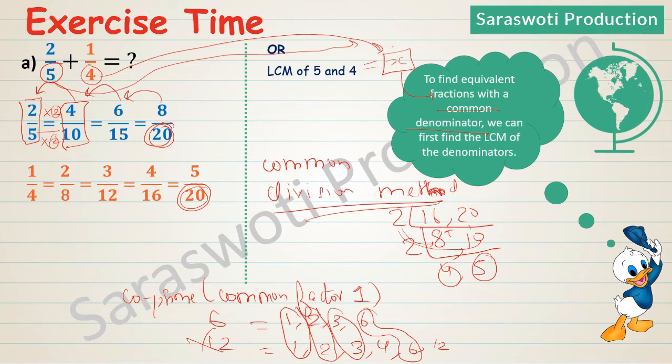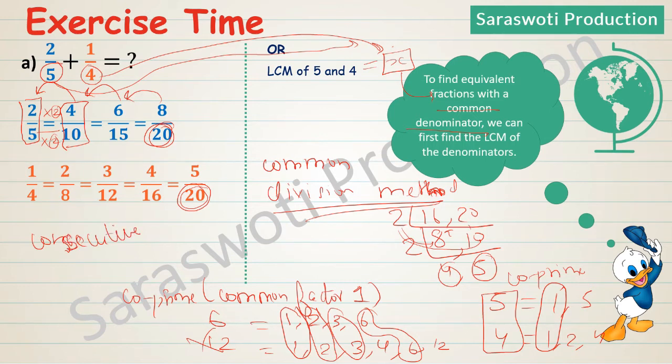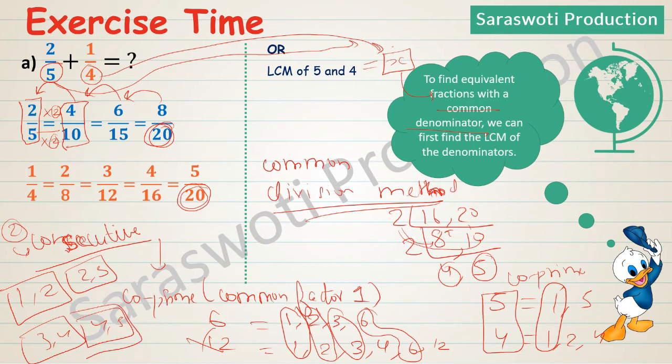But for numbers like 5 and 4, for example, 5 only has factors 1 and 5, and 4 has factors 1, 2 and 4, so they only have 1 as a common factor, and thus this pair is co-prime numbers. And to be honest, if you know what consecutive numbers are, C-O-N-S-E-C-U-T-I-V-E numbers, any 2 consecutive numbers are always co-prime. Let's say 1 and 2 for example, or 2 and 3, or 3 and 4, or 4 and 5 in our example. All of these are co-prime numbers, yeah?